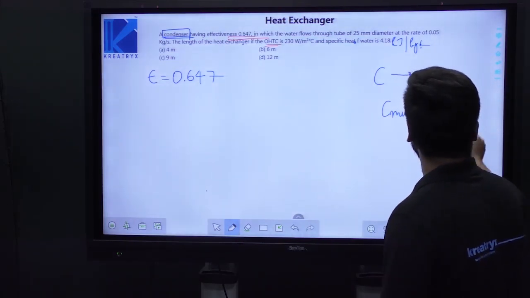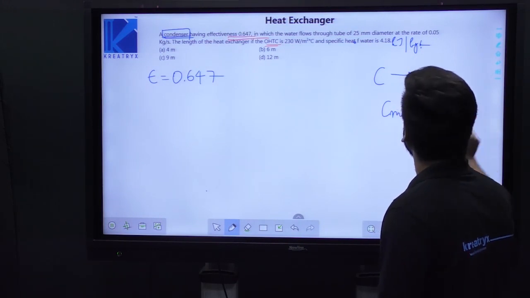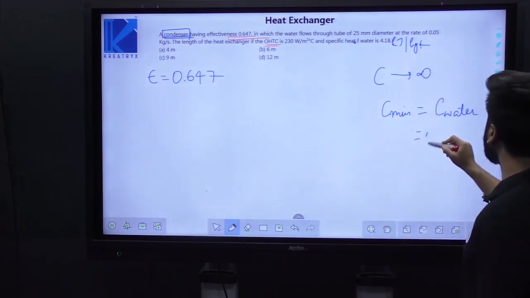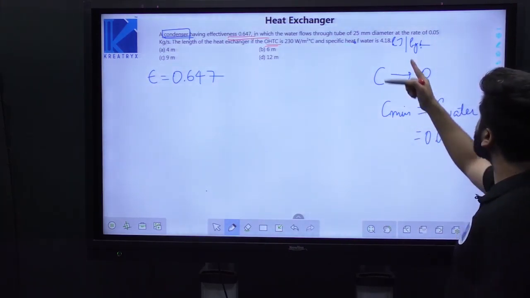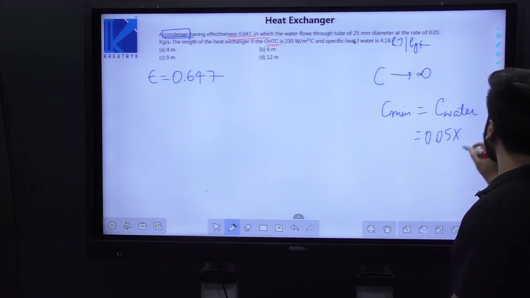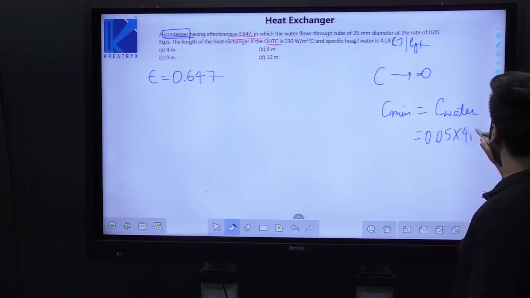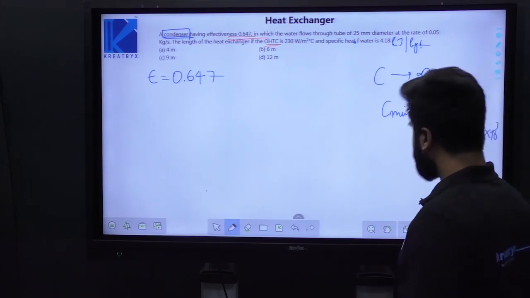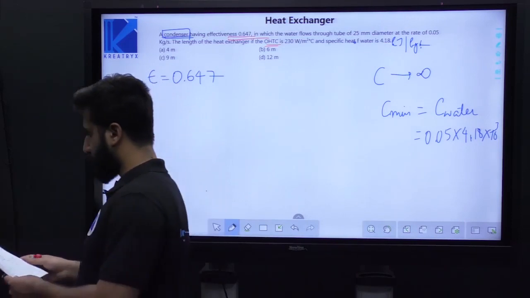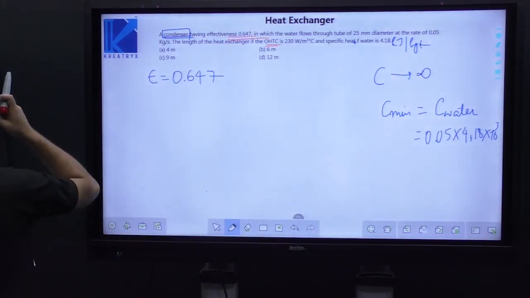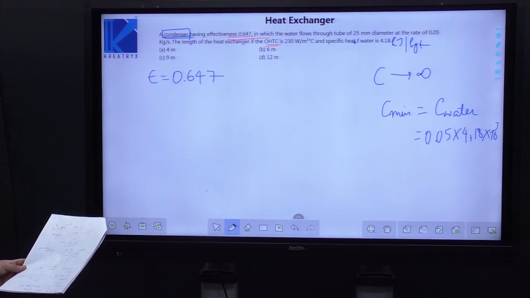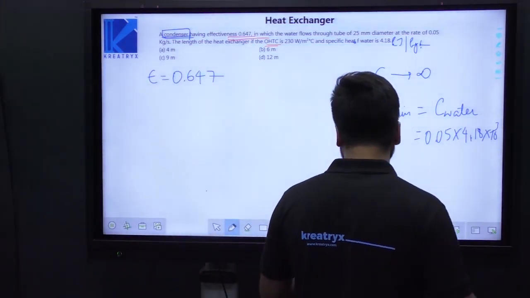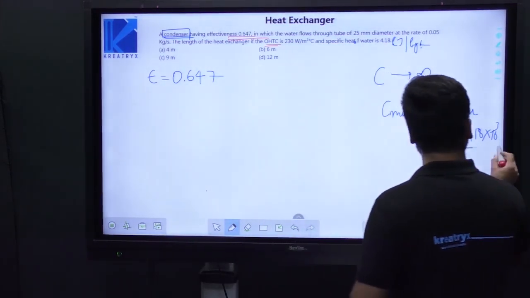So this is sea water. I have the mass flow rate of water, that is 0.05 kilogram per second, and I have also been given Cp of water, that is 4.18 kilojoule per kilogram Kelvin. Change it into joule, that is 4180. We leave it here only.